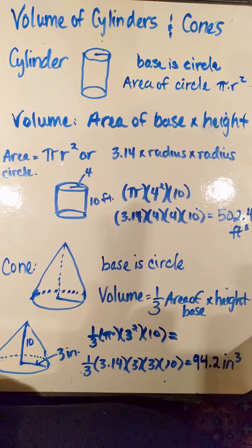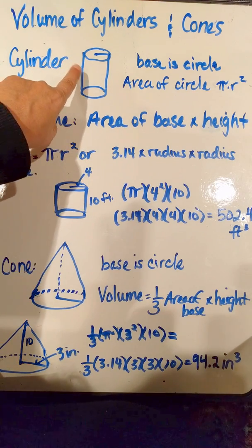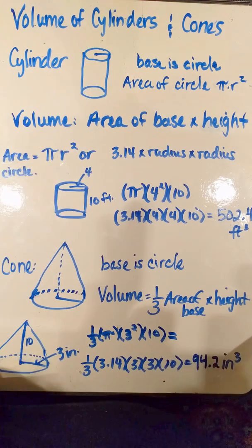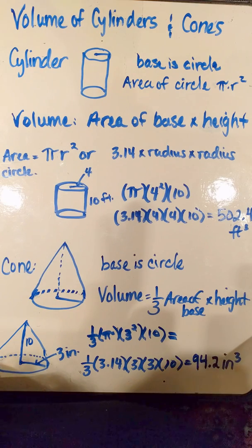Okay, so moving on to volume of cylinders and cones. And here I've started with a cylinder. A cylinder is basically a shape similar to a can. So if you think of a can of soup, that's a cylinder. It's also like any kind of tube with a base of circles, cut off at a certain point. That's a cylinder.